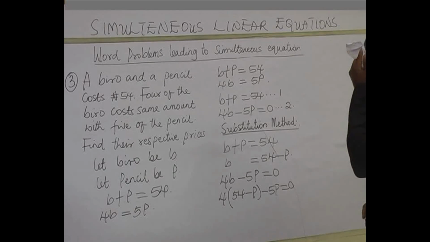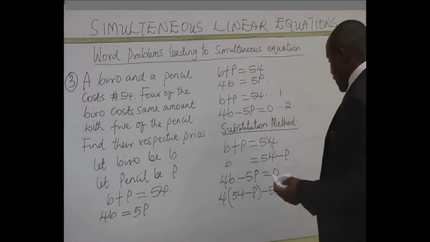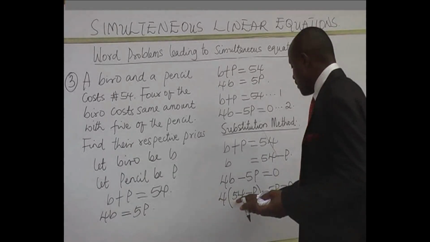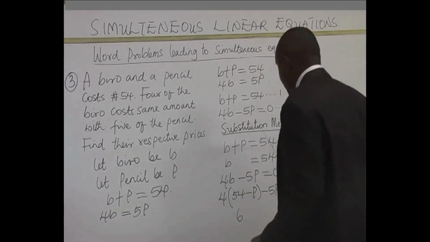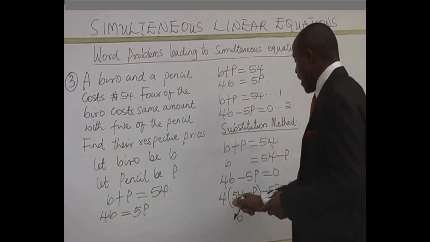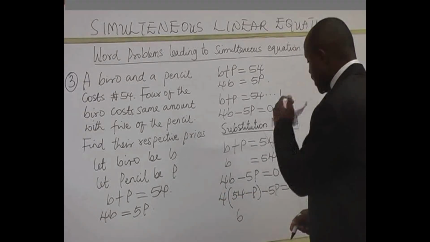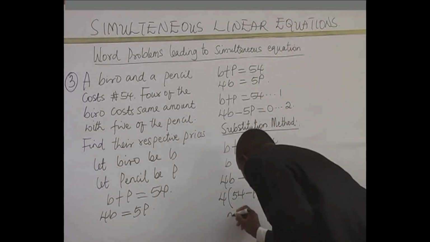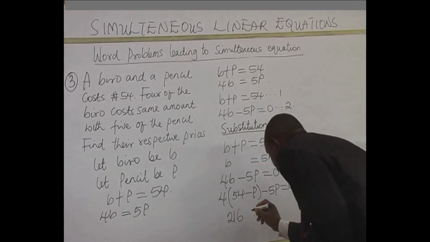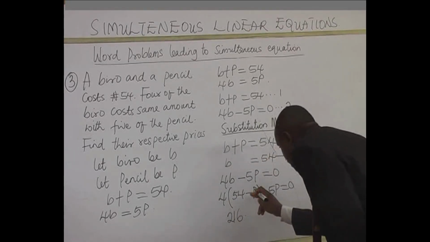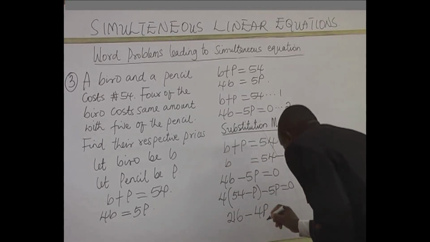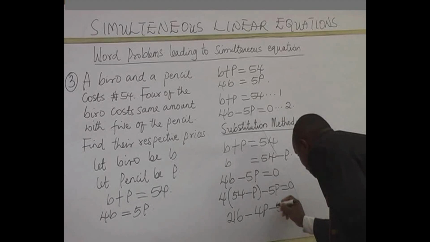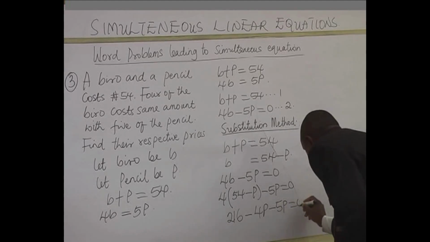Now remove bracket. 4 times 54. First of all, 4 times 4 is 16. Write 6 and raise 1. 4 times 5 is 20. 20 plus 1 will give you 21. Then 4 times minus p will give you minus 4p. Then minus 5p is equal to 0.